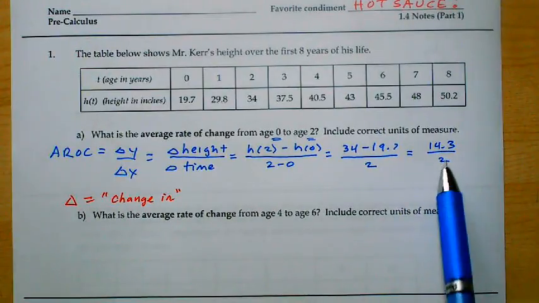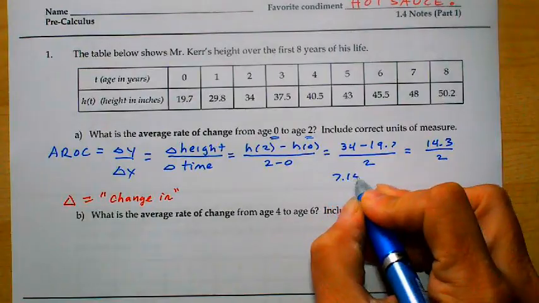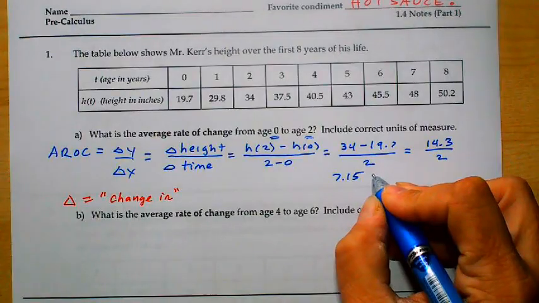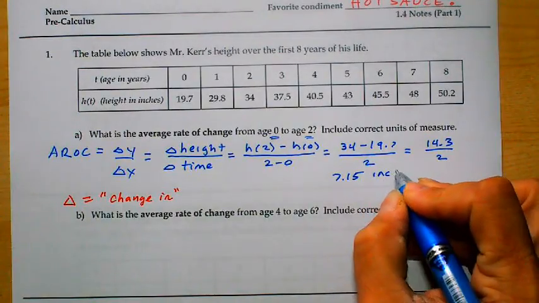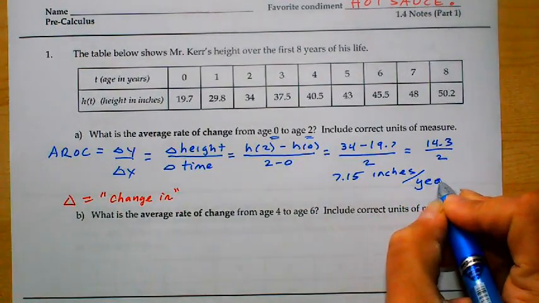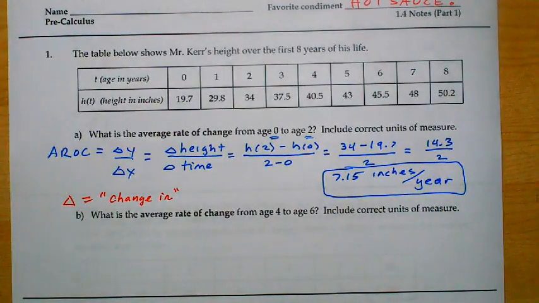For a real world situation, we do actually prefer a decimal value. Just makes things seem a little more understandable to our brains. So it turns out Mr. Kerr grew on average 7.15 inches per year when he was from 0 to 2 years old. So, could you try on your own and see what you get for that next part? Pause the video and catch up to me.